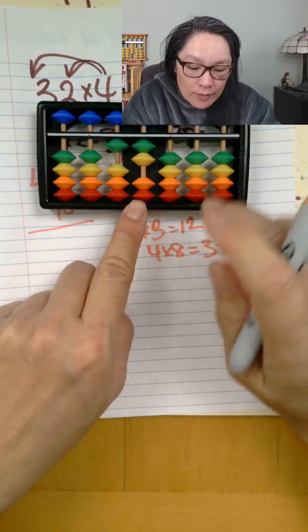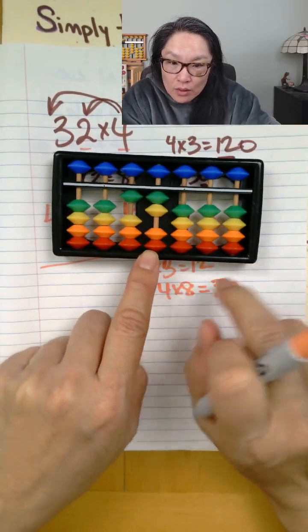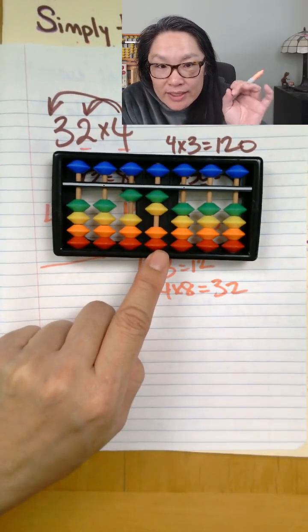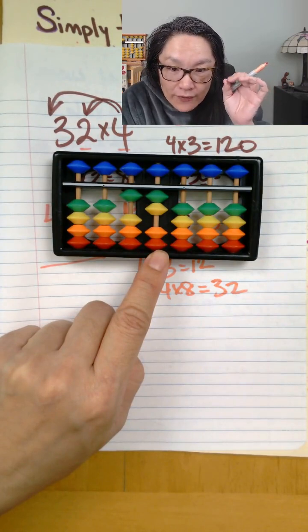What's the problem? The problem is I don't have enough beads. What do I do? This is why we need to memorize our fact family, right?